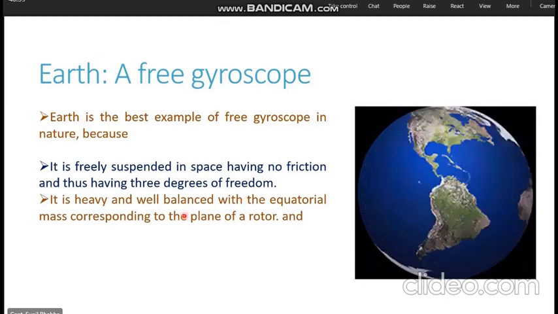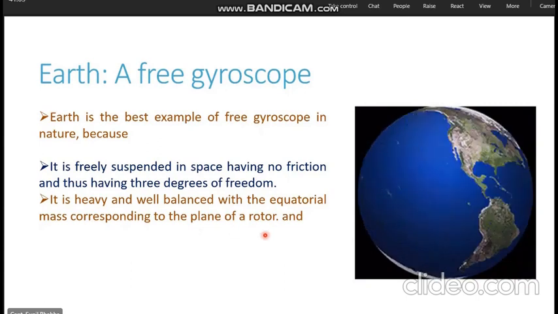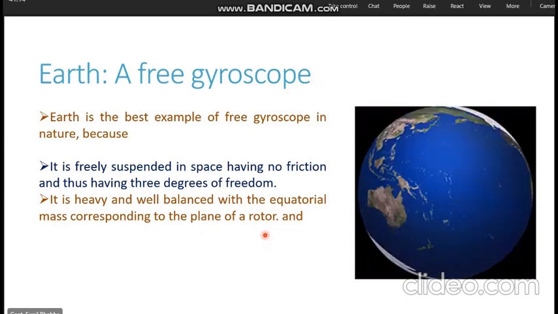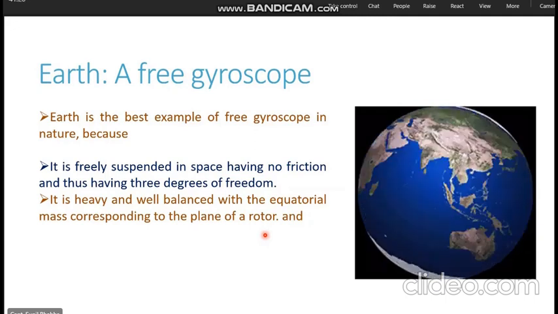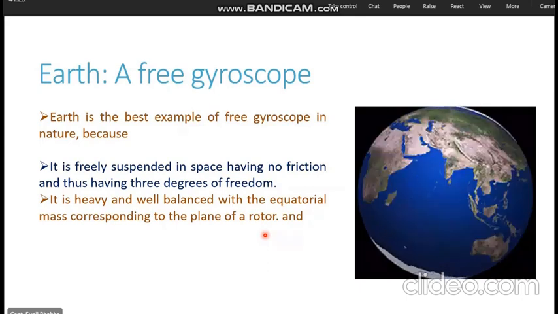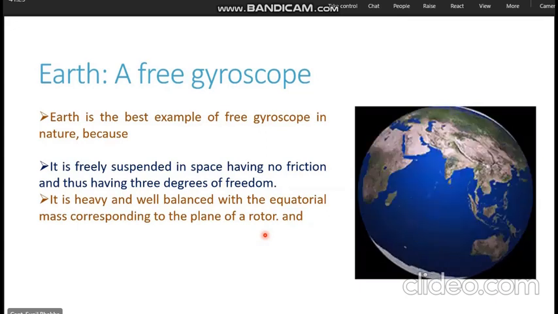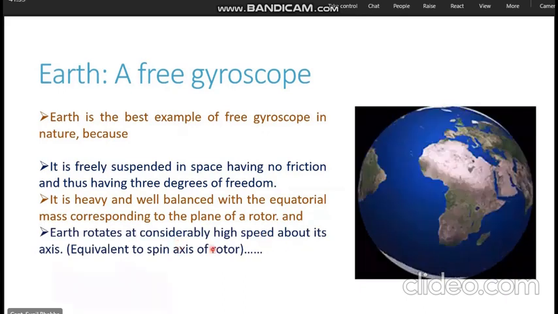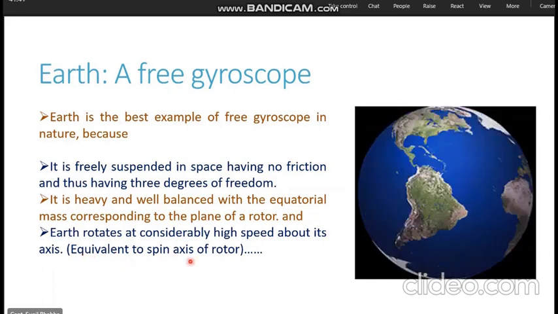The Earth is heavy and well balanced with the equatorial mass corresponding to the plane of the rotor. Now we know the Earth is slightly flattened at the poles and is bulging at the equator. So the equatorial mass is more as compared to the polar mass. So with this equatorial mass corresponding to the plane of the rotor, it is perpendicular to the axis around which the Earth is rotating. So it corresponds exactly to the rotor and spin axis arrangement which we saw in a free gyroscope.